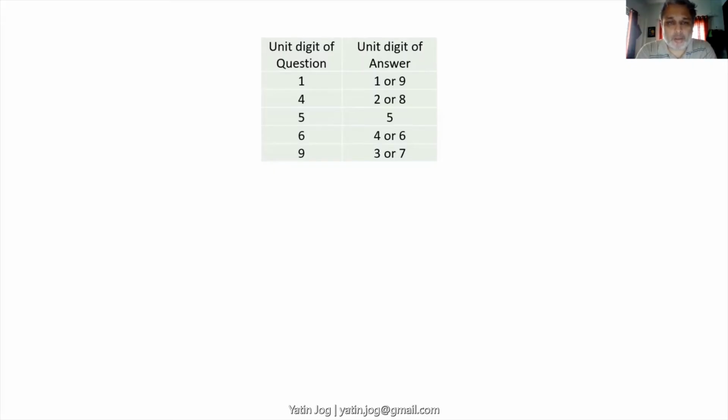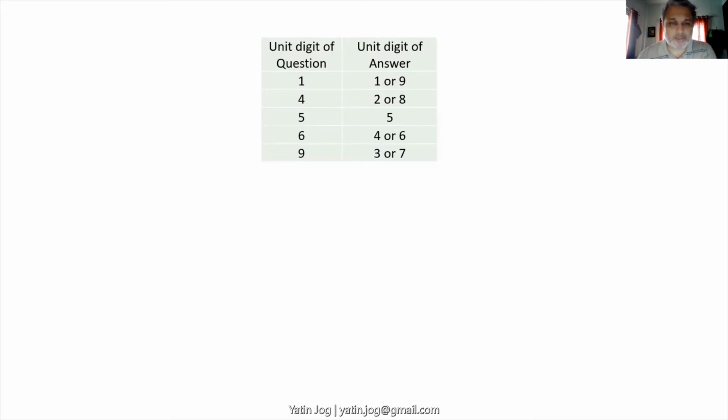Hello, today we are going to see how to find the square root of perfect squares. This method is useful only for those numbers which are perfect squares, and then we can find the square root very easily. For non-perfect squares, the method is different.